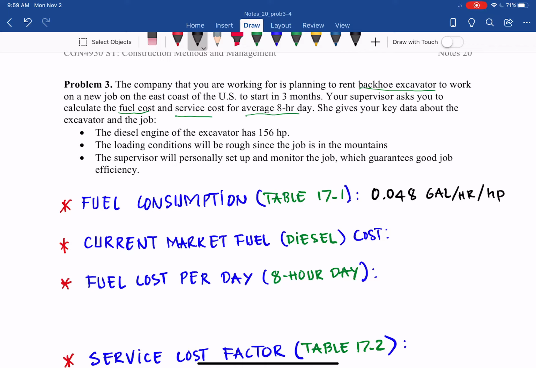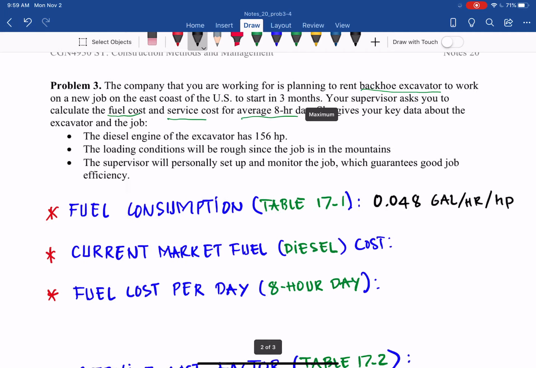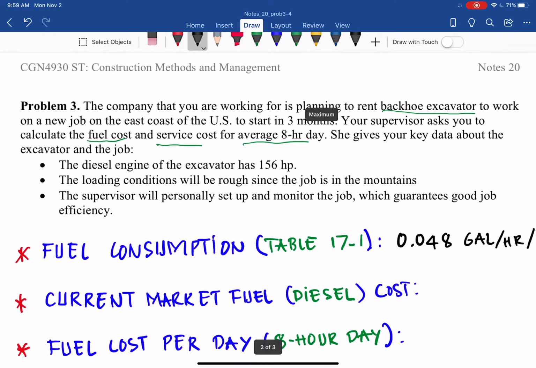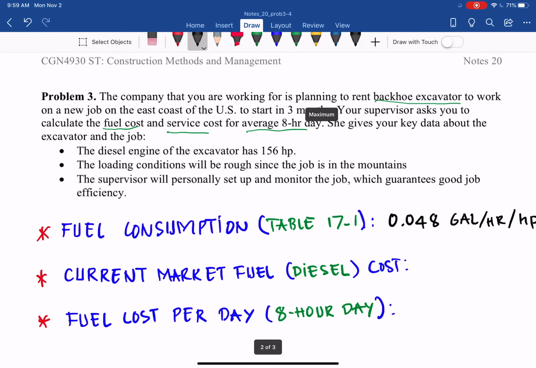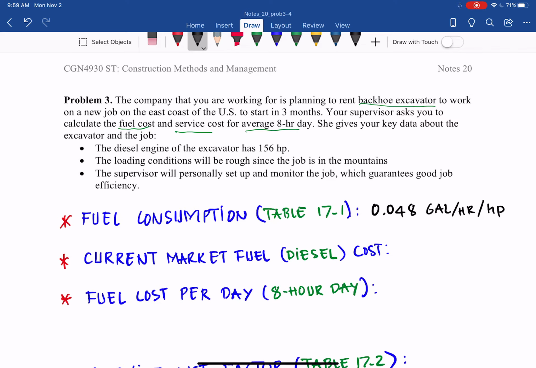We need to know the current market fuel price. Of course, ideally we would forecast, since we start in 3 months, what the diesel cost will be in 3 months. It may be up or down compared to the current market, but let's make life easy. We assume that in 3 months the fuel cost is the same as today's cost.